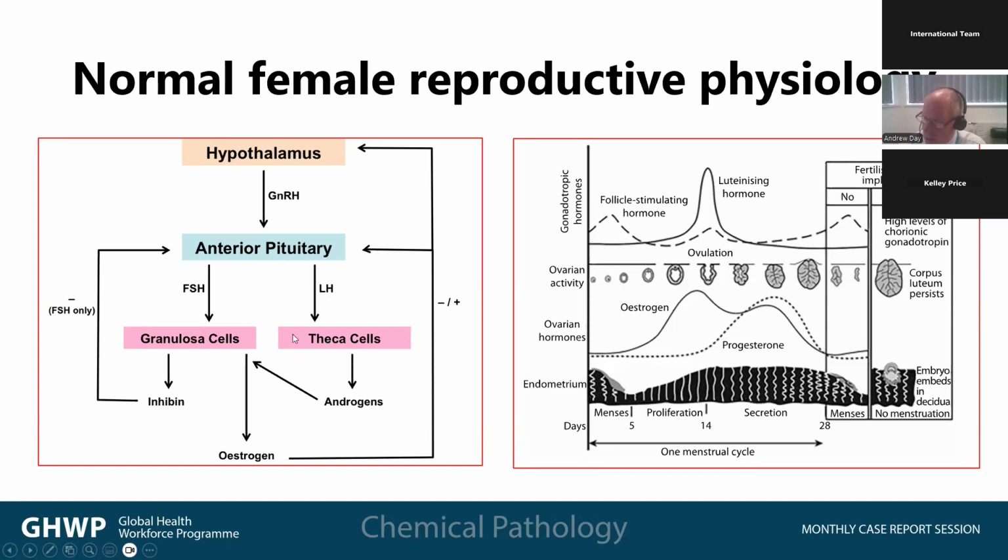LH acting predominantly in the ovaries on the thecal cells, generating androgens. FSH acting primarily on the granulosa cells, and in particular stimulating the development of the oocytes. The androgens produced by the thecal cells are then taken, or some of them are converted by the granulosa cells around the oocytes to convert from androgens to estrogen. And that tissue also produces inhibin, which has a negative feedback effect on FSH production by the pituitary.